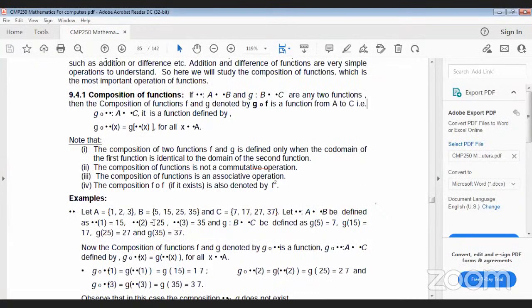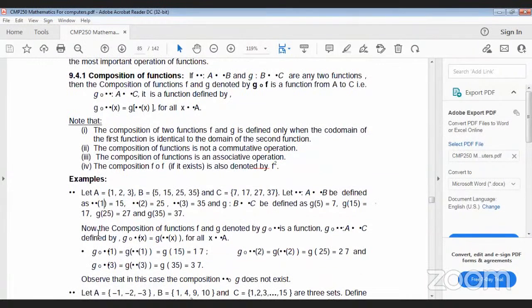A is 1, 2, 3, B is also given, and f is a function from A to B such that f of 1 equals 15, f of 2 equals 23. And what do we have to find? Okay, so we have to cross check it now. You need to find g dot f. So f is from A to B, correct? You can see this one, double dots are f. So f of 1 is 15. You need to define it, that g of 5 should be 7.